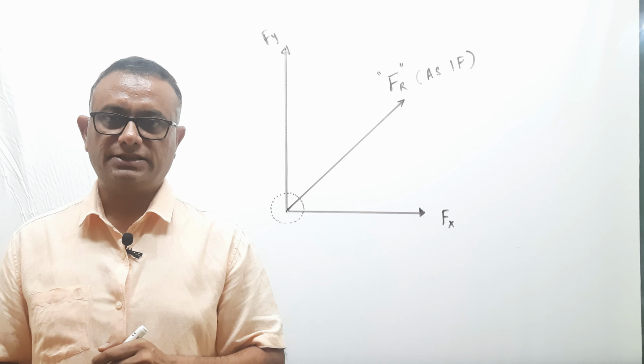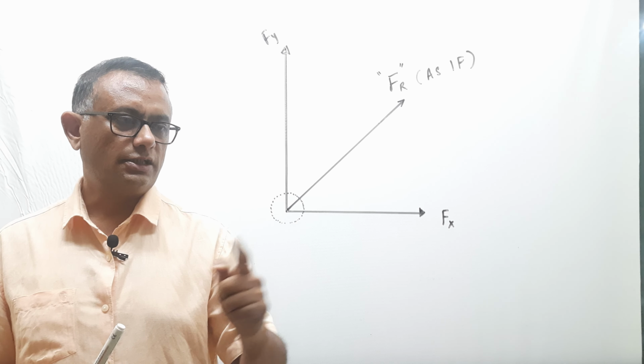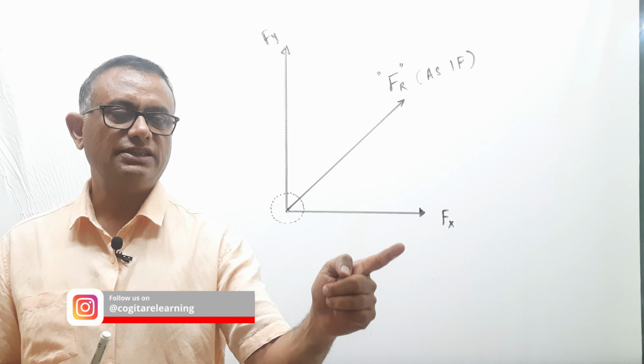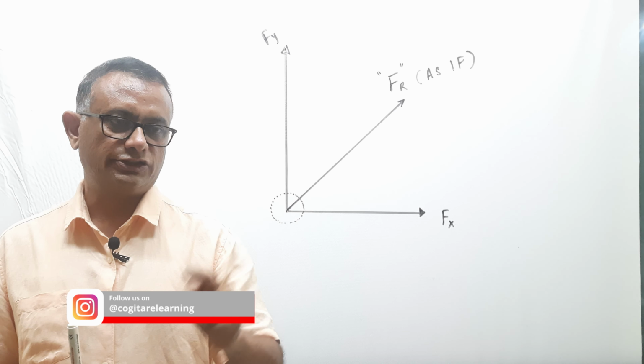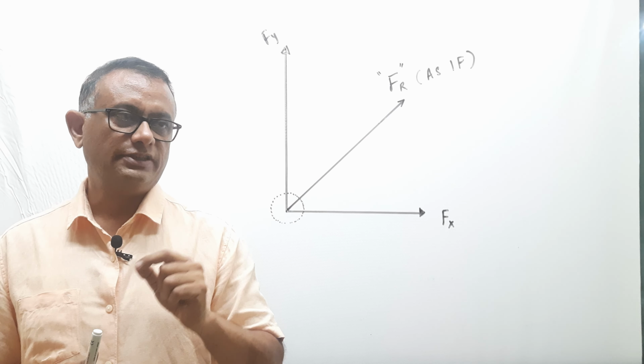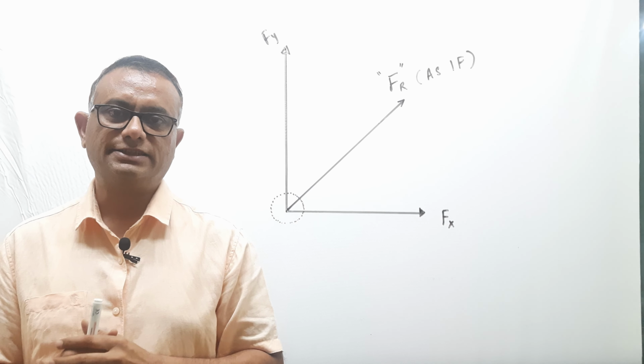This diagram depicts what we just now saw in the animated video. This is the ball under the influence of two forces Fx and Fy, and under the simultaneous action of both the forces, the ball moved in this particular direction. It was as if it was acted upon by this force Fr, which we call the resultant force.